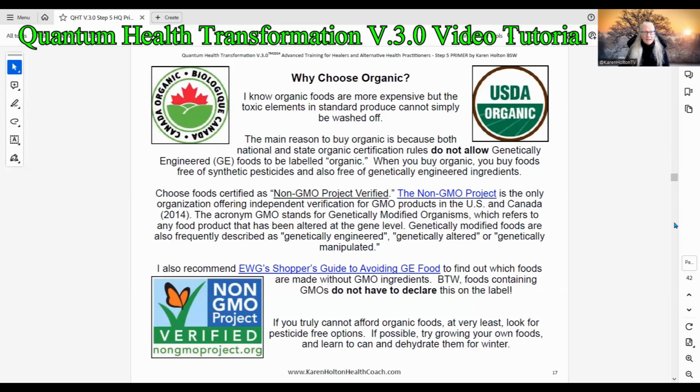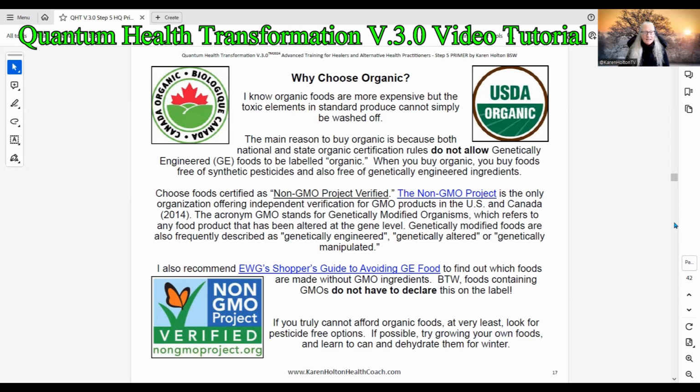Why choose organic? I know organic foods are more expensive, but the toxic elements in standard produce cannot simply be washed off. The main reason to buy organic is because both national and state organic certification rules do not allow genetically engineered, GE, foods to be labeled organic. When you buy organic, you buy foods free of synthetic pesticides and also free of genetically engineered ingredients.